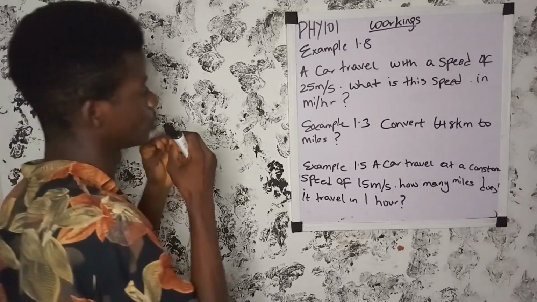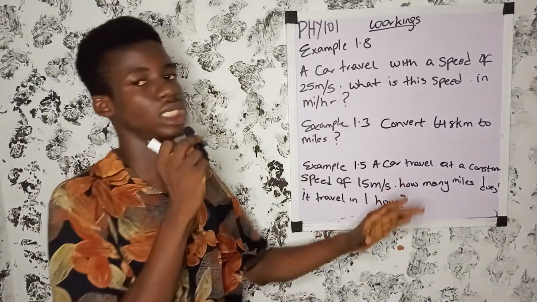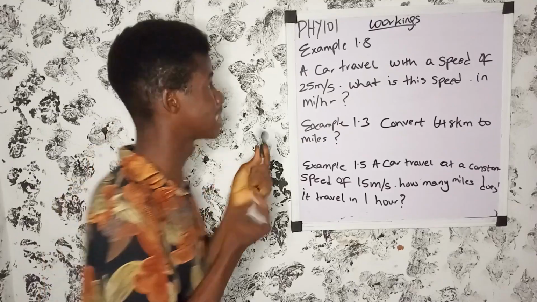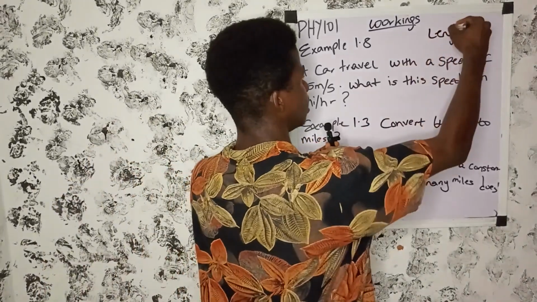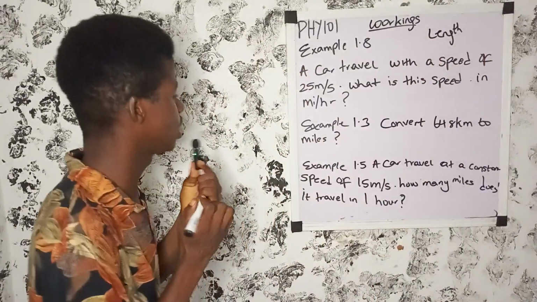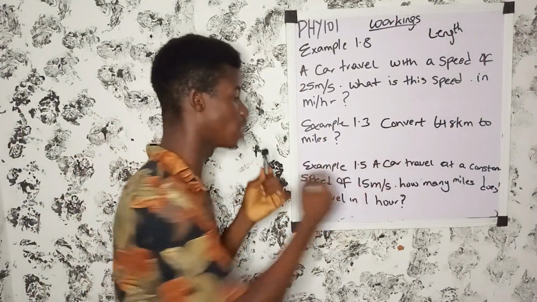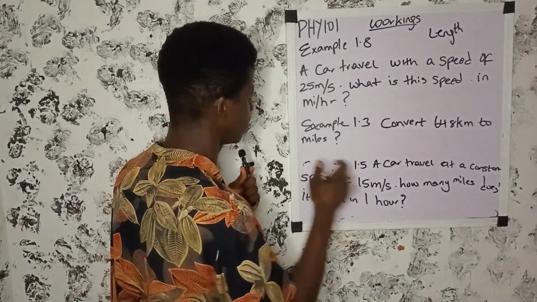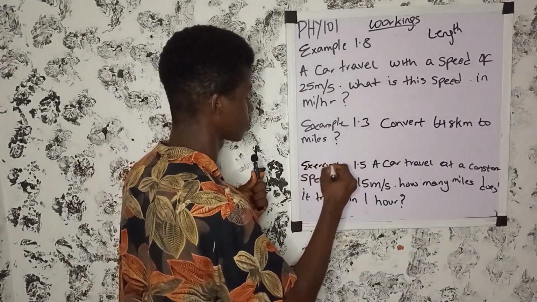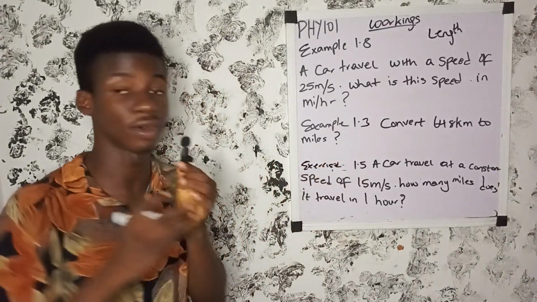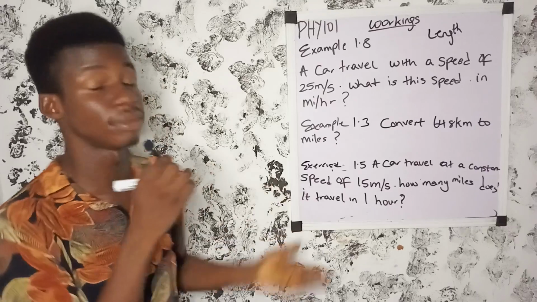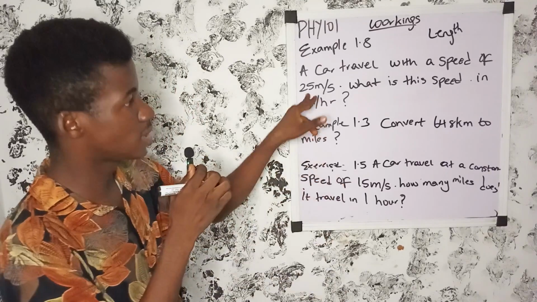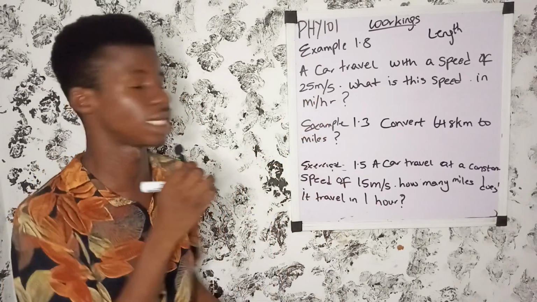Okay, so these are all the conversion factor questions under length that are in your textbook. This is example 1.5, or I think it's exercise 1.5. Exercise 1.5 is at the back of the chapter 1 text, while these others are inside the chapters.